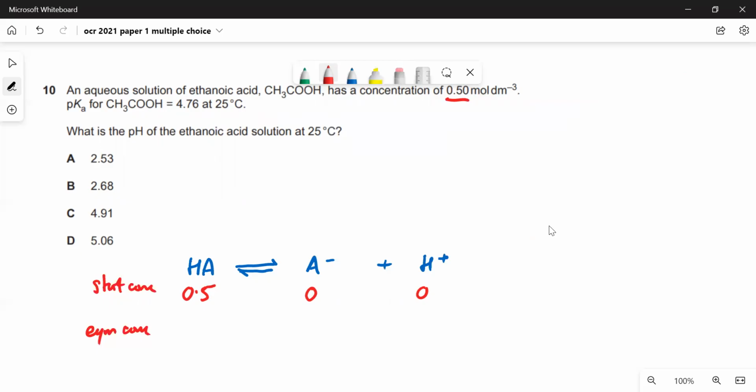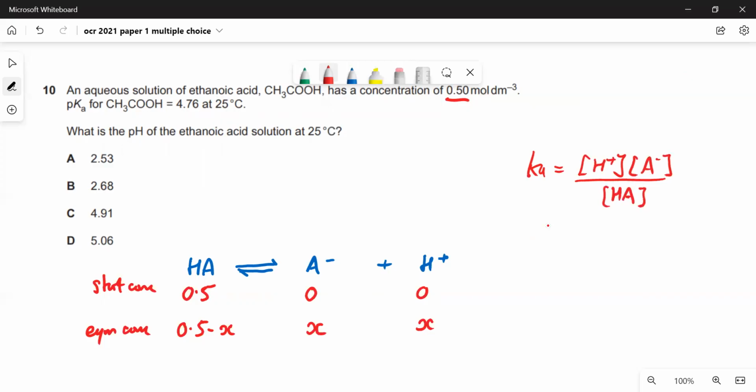Now let's say for the equilibrium concentration, X of it dissociates. So the concentration of HA has gone down by X. 1 mole of HA gives you 1 mole of A minus. So that means the concentration of A minus is X, and also the concentration of H plus is X. We write down our equilibrium expression here. Ka is equal to H plus times A minus over HA.